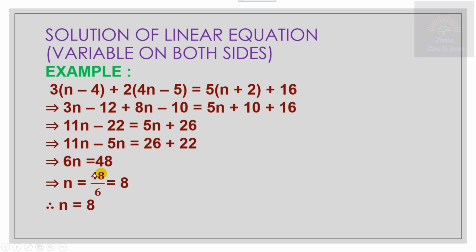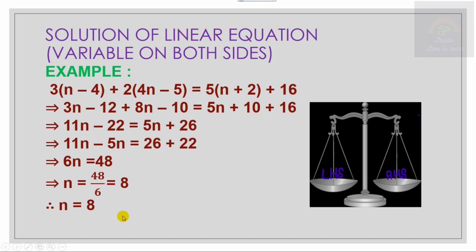So n is equal to 48 divided by 6. On transposing, since it is multiplying here, it becomes division, that is, the coefficient becomes a divisor. 48 by 6 is equal to 8, so n equals 8. So the value is 8. We can substitute this value in the equation and check.